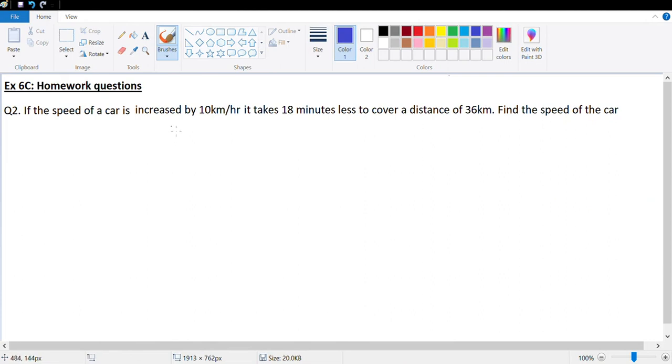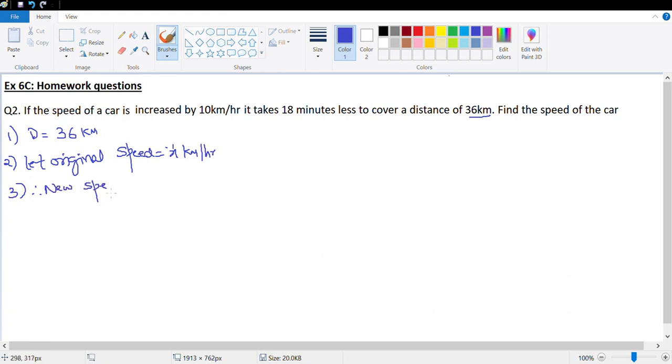It says if the speed of car is increased by 10 kilometer per hour, it takes 18 minutes less to cover the distance of 36 kilometer. So number 1, distance is given equal to 36 kilometer. Let original speed be equal to x kilometer per hour. Therefore, new speed is equal to x plus 10 kilometer per hour. Right, so this is what's given.